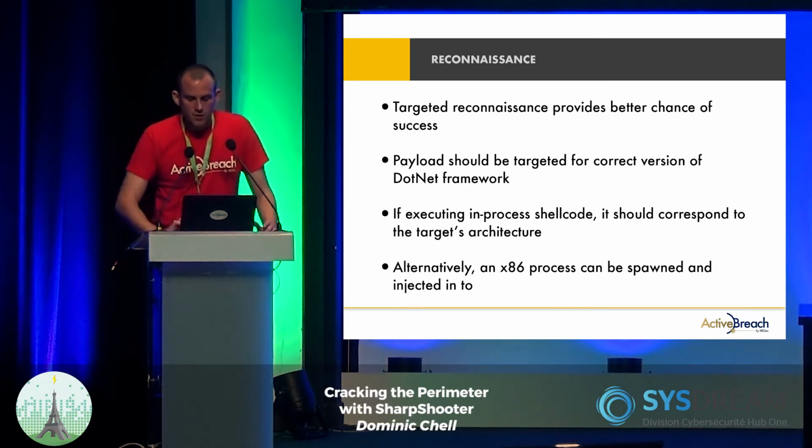So Windows 7 systems, you'll probably find version 3 of the .NET framework. Windows 10 systems, you might find version 4. Secondly, if you want to actually execute something like shellcode on the endpoint, we need to know what the architecture is if we're executing in process. Obviously, the way around this would be to spawn a new 32-bit process and inject some 32-bit shellcode into that.